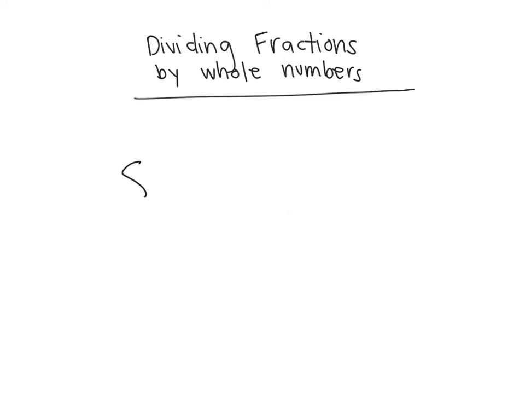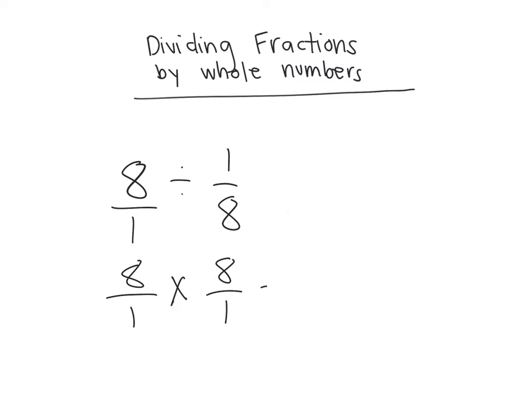Okay, so then we would have 8 divided by 1 over 8. So again, the first thing I need to do is make them both fractions. Then I would flip the second fraction, and then I would multiply. So when we flip, we change it to multiply. 8 over 1 times 8 over 1, so that would be 64 over 1.